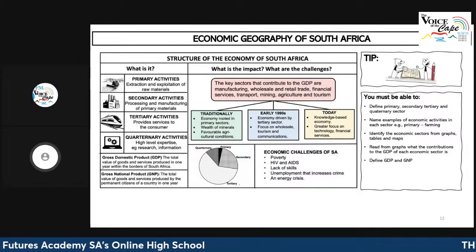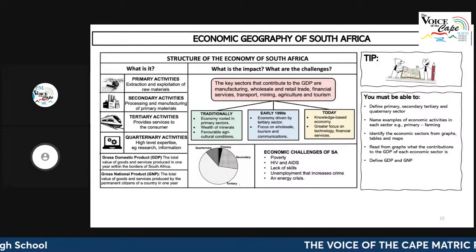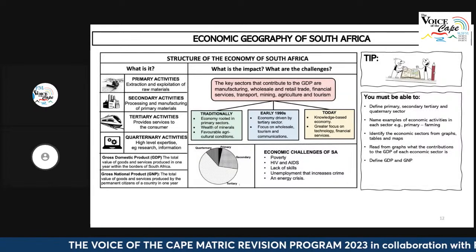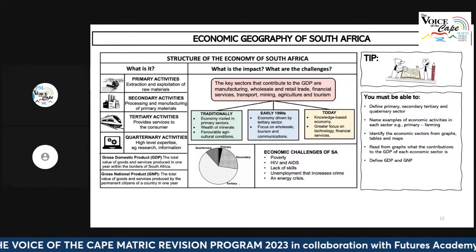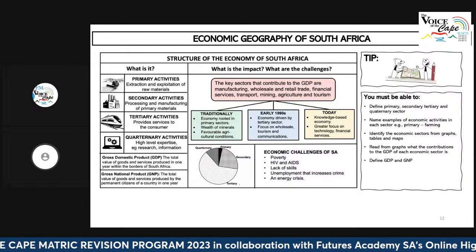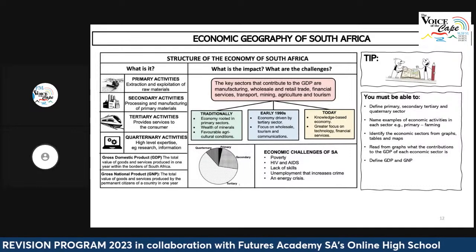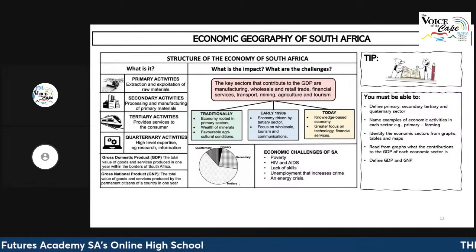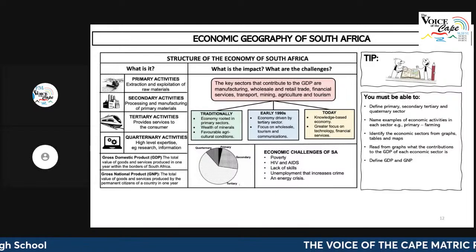Okay, we're moving on to economic geography of South Africa. In terms of economic geography of South Africa, the first thing that we need to be able to understand is your different sectors. Primary, secondary, tertiary, quaternary. Primary, anything with raw material. Secondary, the processing and manufacturing of that raw material. Tertiary, any service that is offered to a consumer.